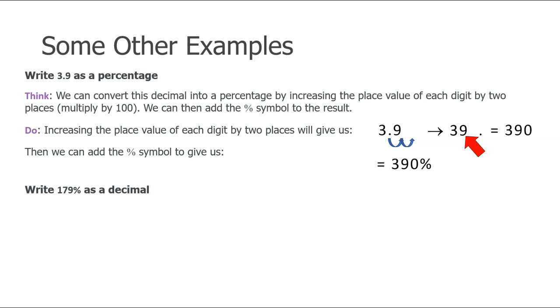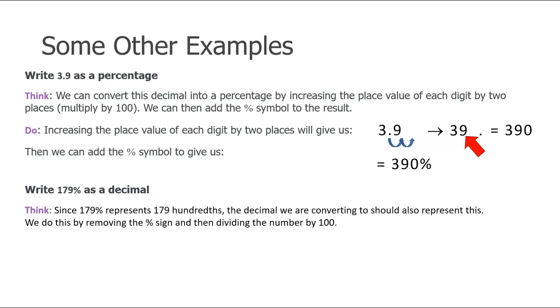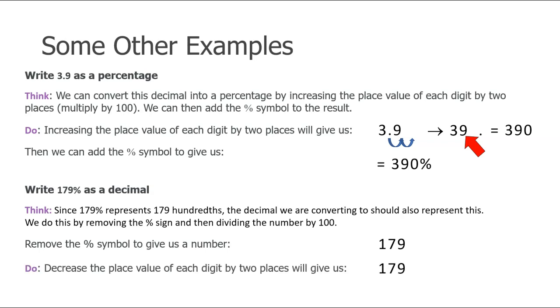Let's try one more of the other conversions. So this time we have 179%. We want to show that as a decimal. So again, when we're going from percentages to decimals, we're essentially dividing by 100. So we start by taking off the percentage sign. So we just have the number 179. We then move our decimal place 2 places to the left because that is how we quickly do division by 100. Now notice there is no decimal place, but where is the decimal really? At the end of the number.